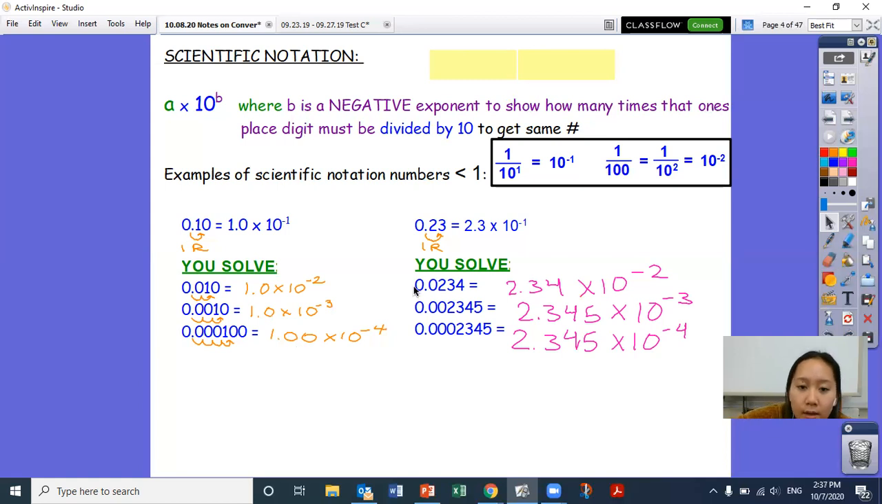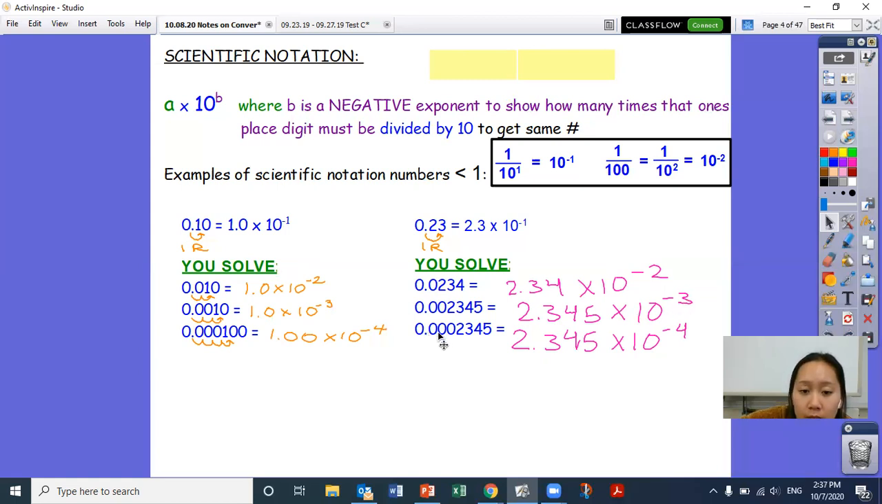Okay, so again, if you have 0.0234, you're going to move it behind the first non-zero number, so you're going to move it behind the 2. That means you have 2.34, and you have to hop 1, 2 times to get there. And 0.0234 is smaller than 2.34, so you have a negative 2 up in the exponent. Okay, 0.002345, it doesn't matter how the number changes, it only matters where the first non-zero number is. So you're going to move it 1, 2, 3 times. And it's going to be a negative 3 because this number is a lot smaller than our new base number. Once you move the decimal behind the 2, you get 2.345 times 10 to the negative 3.